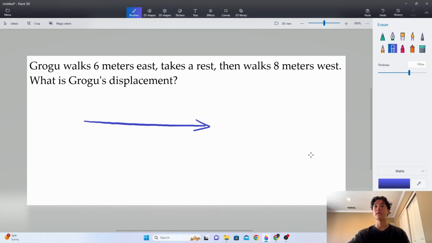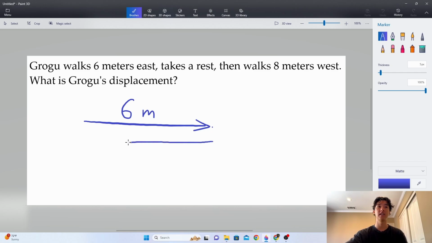All right, now, so we're going 6 meters to the east, right? We take a rest at this point. Now, at this exact point, I'm just going to draw the arrow down here. We walk 8 meters west. So that's even more meters.